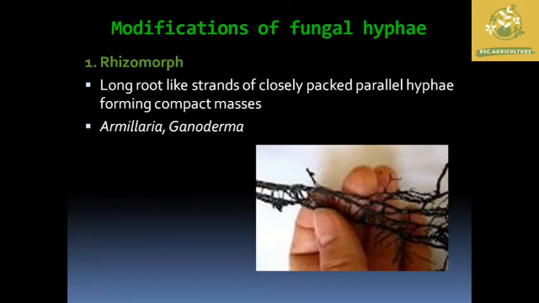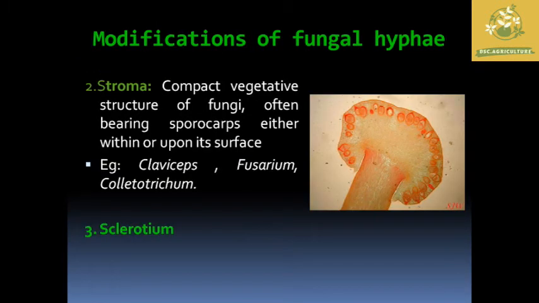And after that we are going to see further modifications of fungal hyphae. The first one is rhizomorph, which seems like a long root-like strand of closely packed parallel hyphae forming compact masses. For example, Ganoderma. And after that, the continuation of the modifications of fungal hyphae, where you are going to see the stroma.